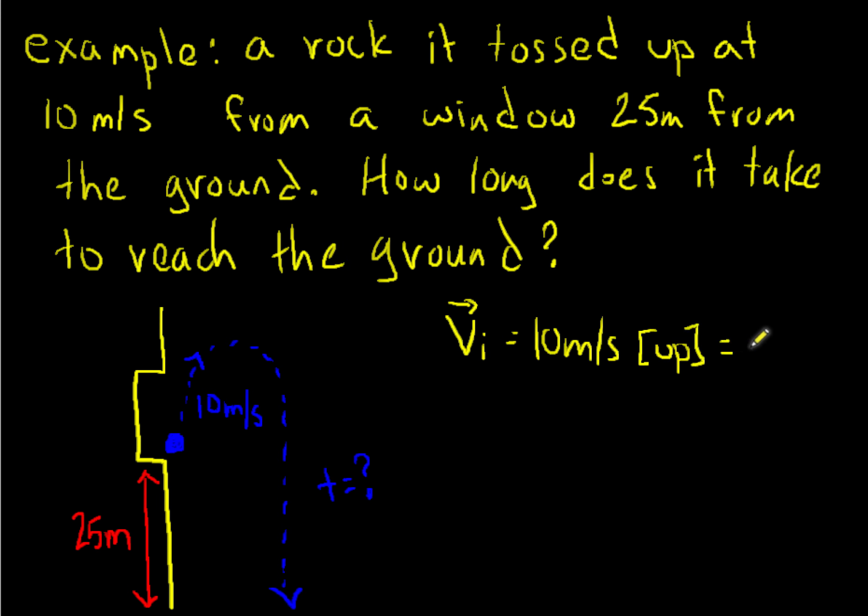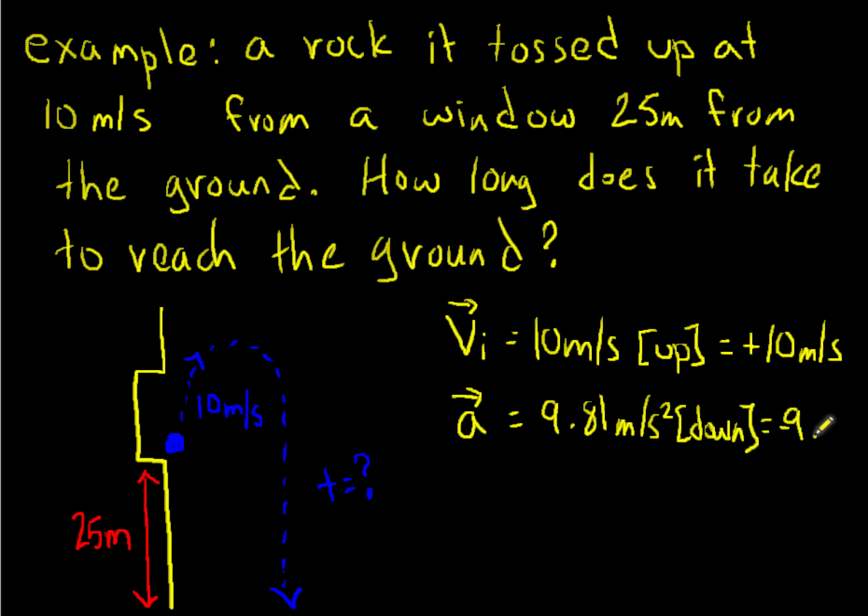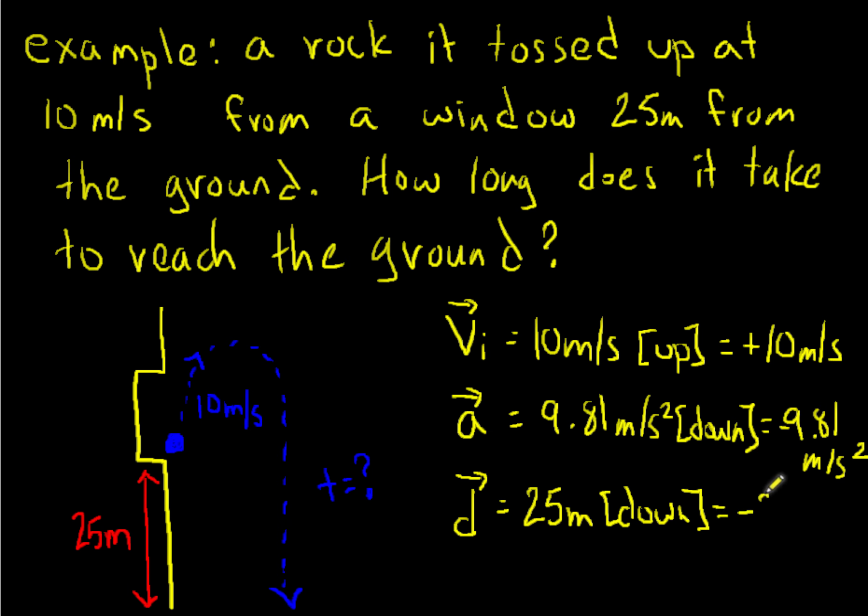Vi is 10 meters per second up. We write this as positive 10 meters per second. The acceleration is gravity, 9.81 meters per second squared down, which is negative 9.81 meters per second squared. The displacement, and here's the important bit, is 25 meters down. It goes 25 meters from start to finish. Because it's down, this is negative 25 meters. The negative is so important to this calculation.